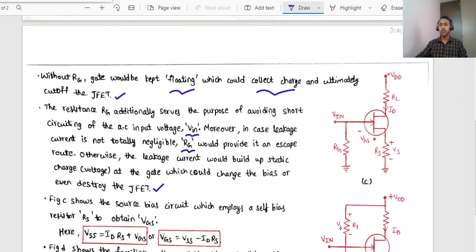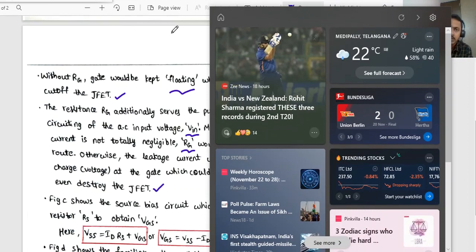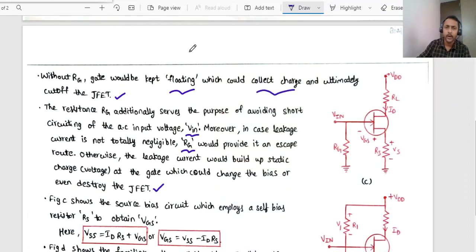So these are the advantages of connecting a resistor RG to the gate terminal. One, it will provide a path for the leakage current. It will not keep the gate floating in air, so that charge will not get accumulated, so it won't lead to the cutoff. Moreover, whatever AC input we are applying will not undergo any short circuit because of the resistor RG connected to the gate terminal. That much importance is there for this resistor RG.